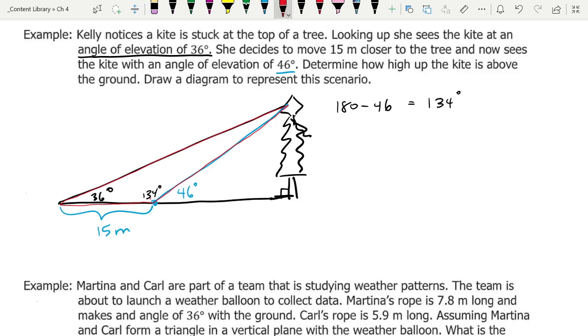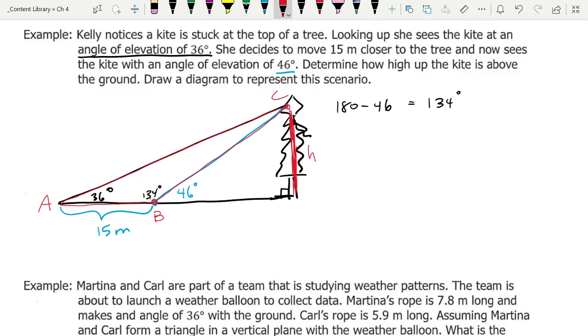So this red triangle here, I'm going to start putting some letters on it. Let's call the first place she started point A. Let's call this point B, and let's call the kite point C. So I need to find this height here. I'll call it H if you like. So here, I'll make it this dark red line. So H is what I'm looking for.